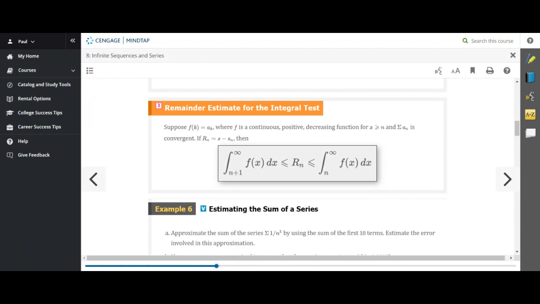So let's look at an example here. I got one worked out.